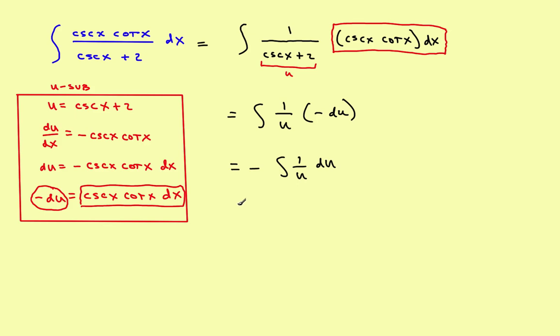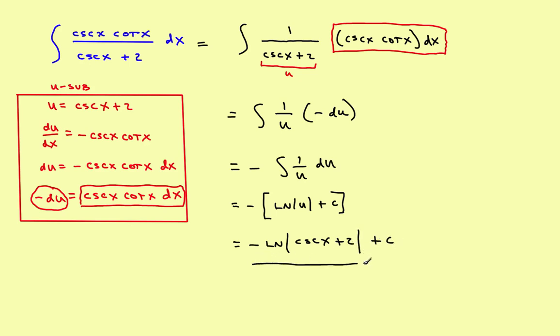Okay, so this will turn into the negative, and again, this turns into the natural log of the absolute value of u plus c, using that definition. And then your final step, again, is just to go ahead and replace u with what it's equal to, which would be the cosecant of x plus 2, and then tack on a plus c out here at the end. So there's going to be the answer.